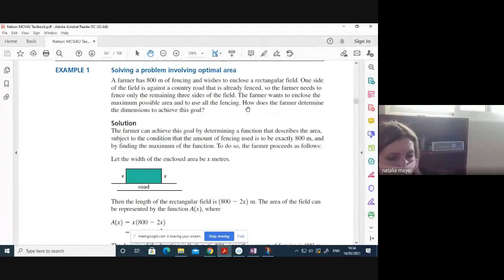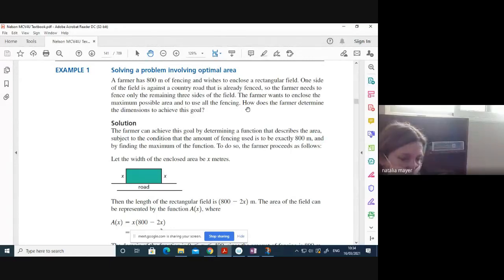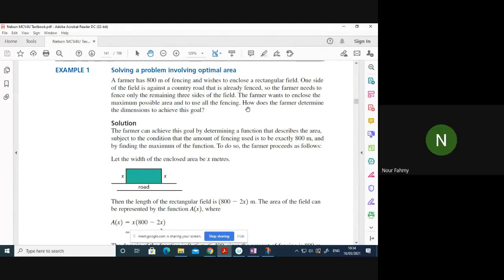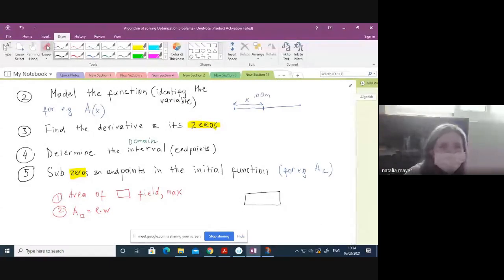And explain why. Guys online, how many sides do we need to fence? Three sides. Explain why not four sides. Because it says one side is already against the country road, so it's already fenced. So on this diagram, I'm going to remove one of the sides because I'm not going to work with it.